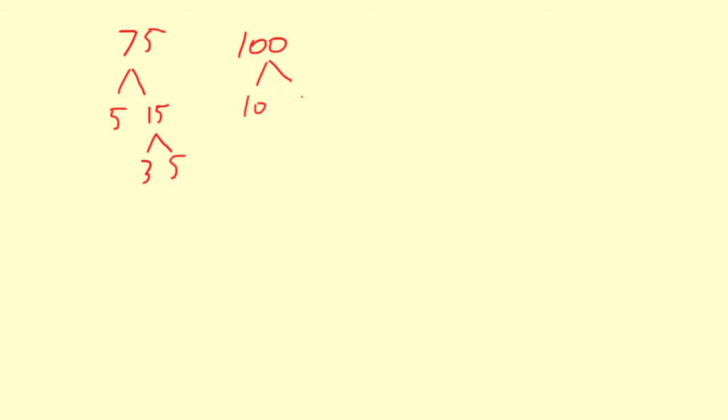Now let's look at 100. 100 I know is 10 times 10. And I know 10 is 2 times 5. And this 10 is 2 times 5. So these are all the factors. I'm just going to go ahead and circle them.